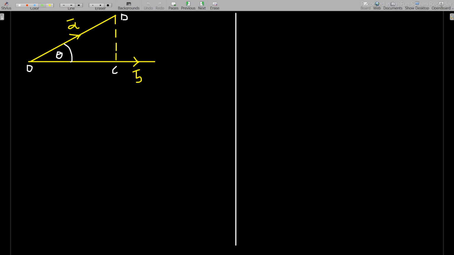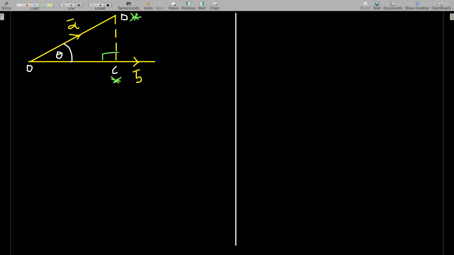So if I draw a straight line from the ending point of A, that is D, onto the line B, it will cut B at the point C. It means that it will cut B perpendicularly, meaning it will make an angle of 90 degrees. We are saying it's a straight line.